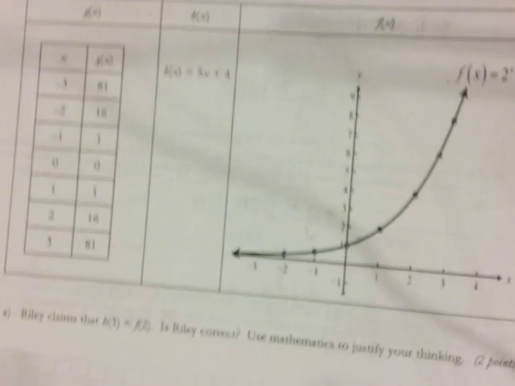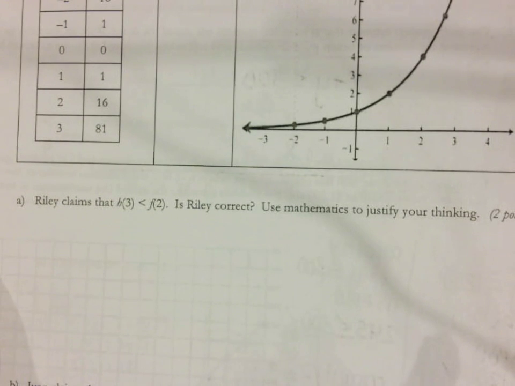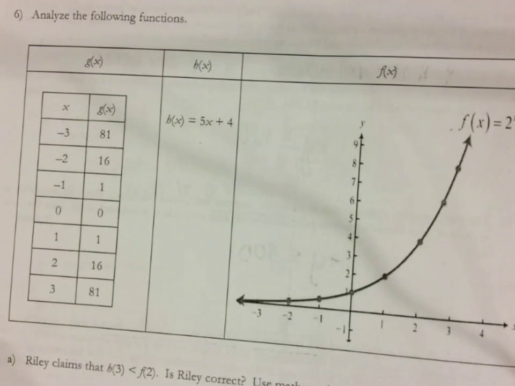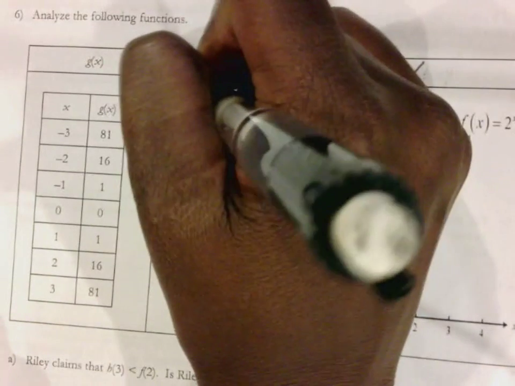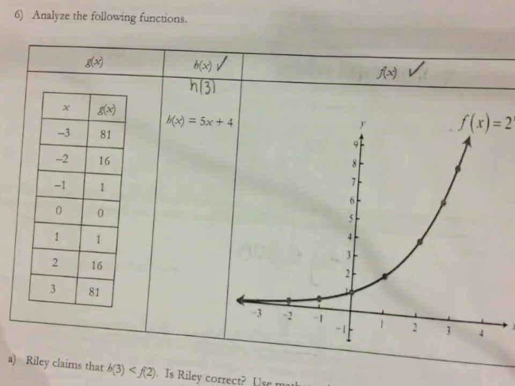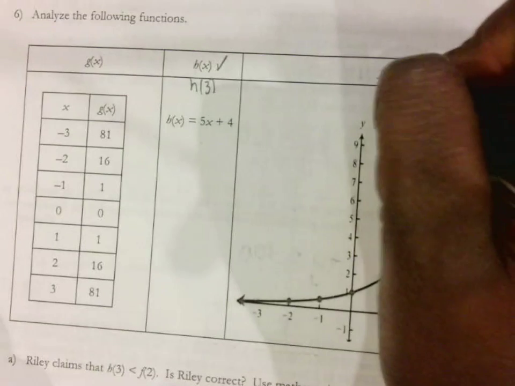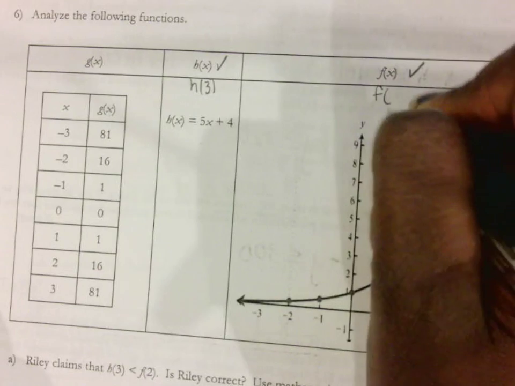All right, our first question asks us, Riley claims that the h of 3 is less than the f of 2. Well, let's look at the h of 3 and the f of 2. So the h function I'm looking at here, and the f function I'm looking at here, and they want me to evaluate when x is 3 versus in the f function where x is 2.